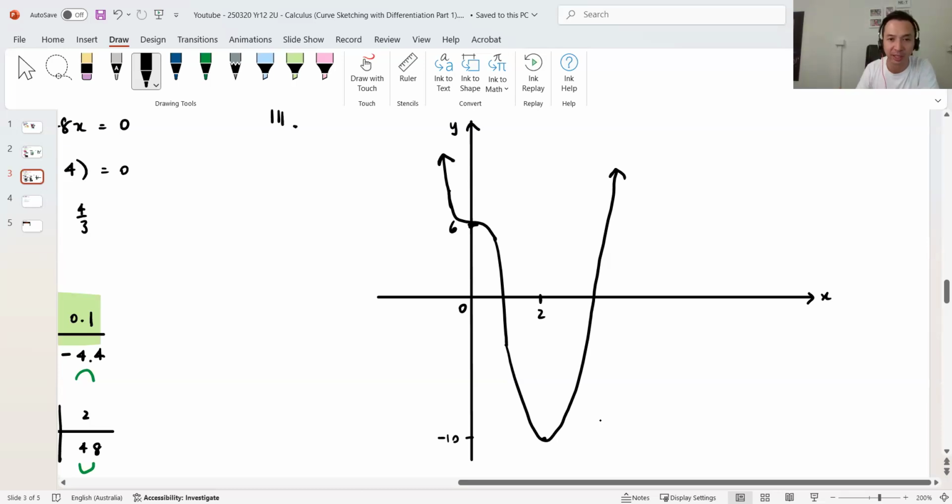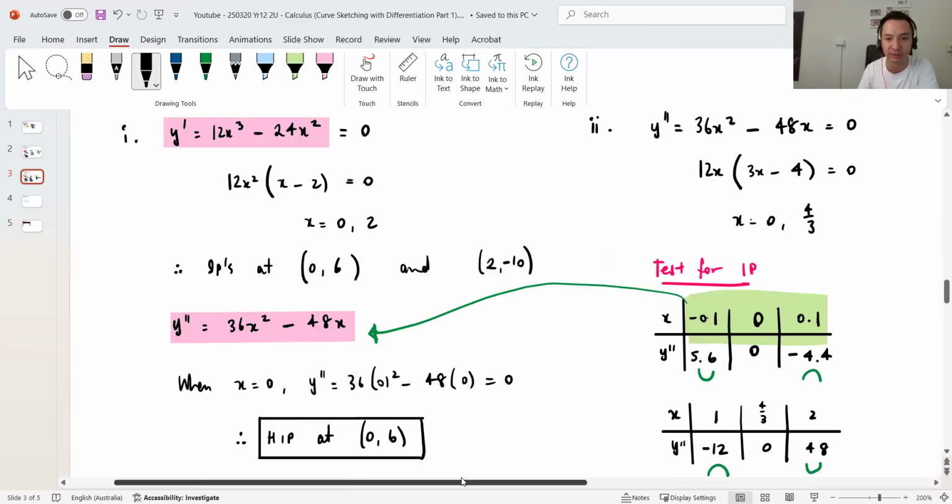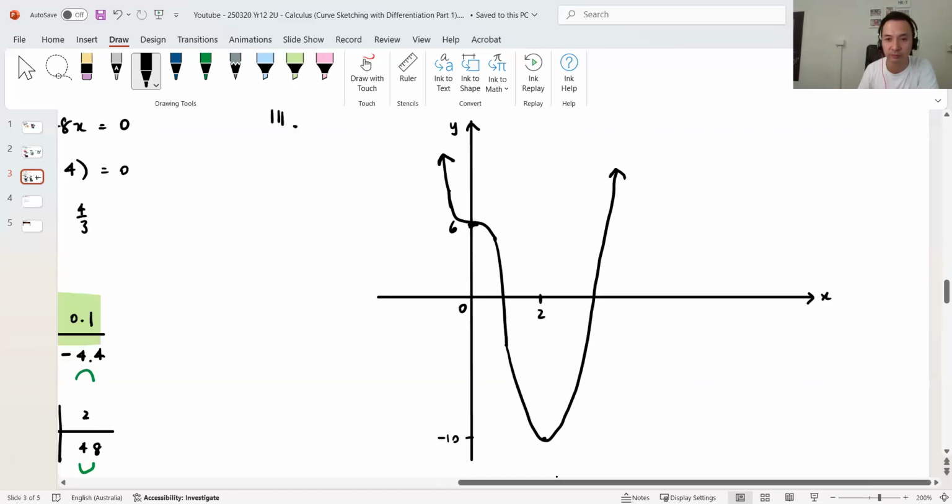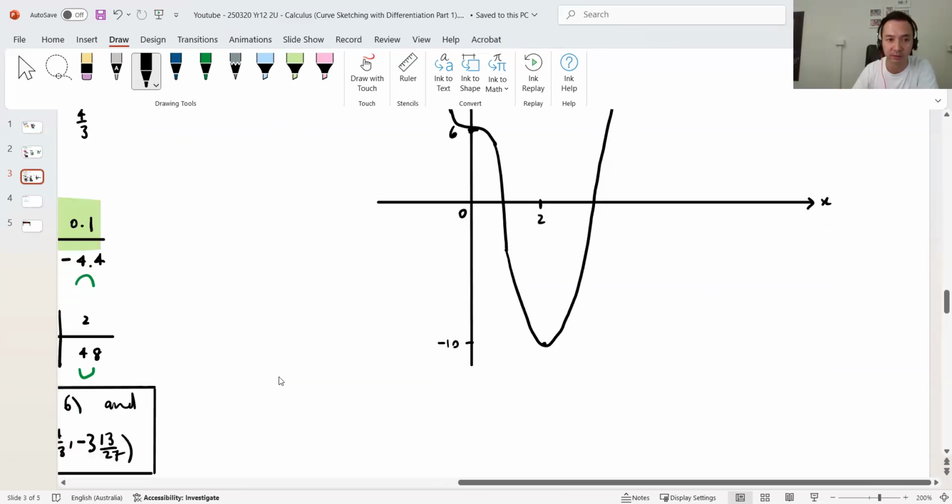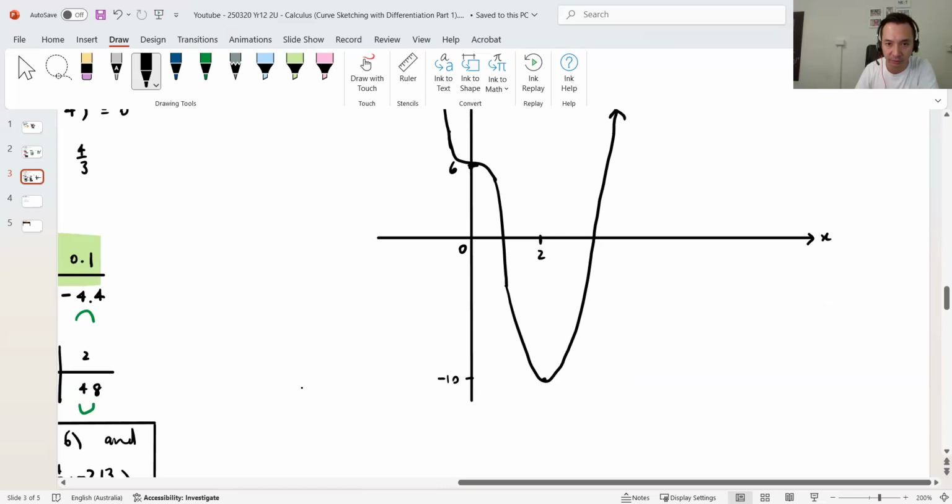Now, once you label that, where's my inflection point? It's 4/3 and negative something, so this point here maybe. If you want to label that, it's 1 and a third, and negative 13 on 27. So that's where it goes from, you can see it there, right? Goes from sad to happy.